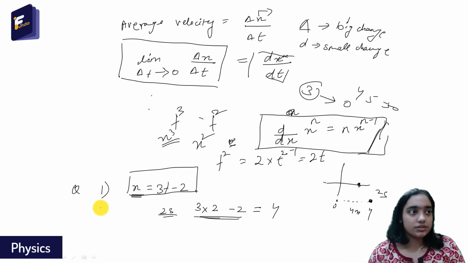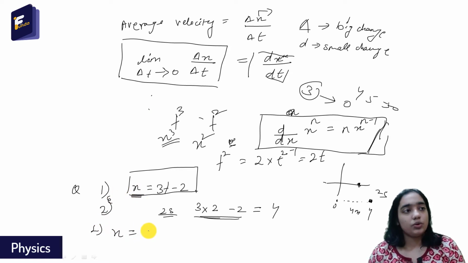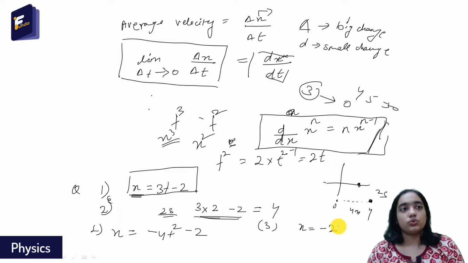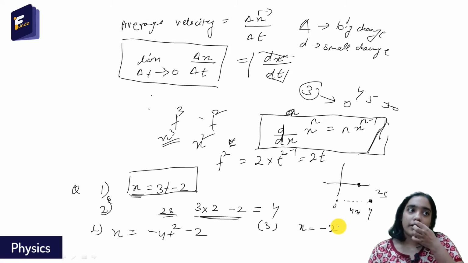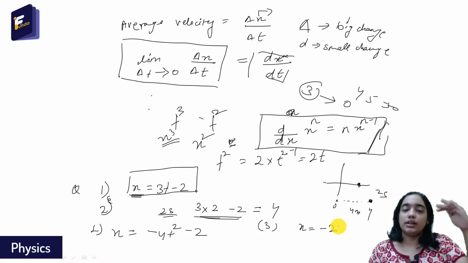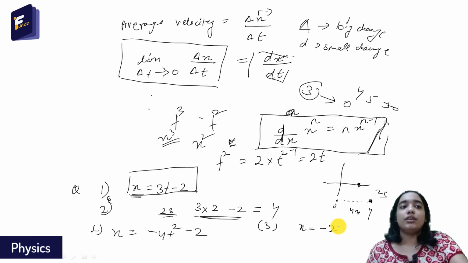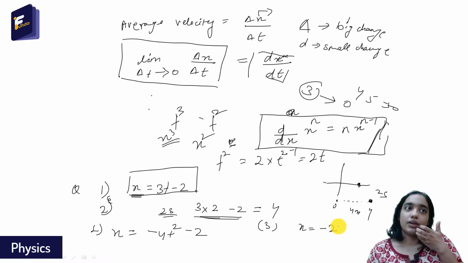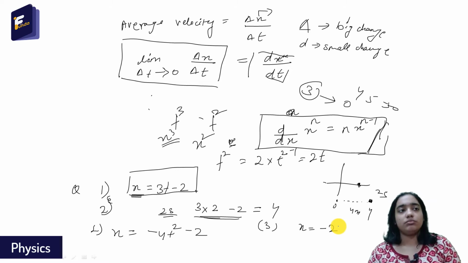And another question is x equal to minus 4t square minus 2. Okay. So you may pause the video and find the instantaneous velocity in each of the cases, and you have to tell me in which case the velocity is constant, and in which case the velocity is in the negative direction. This is just a basic application of differentiation.